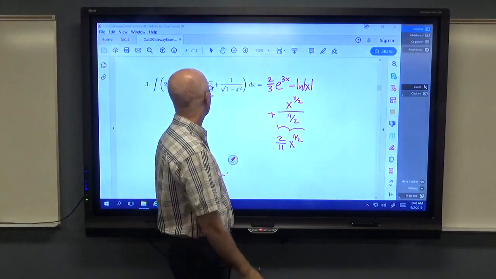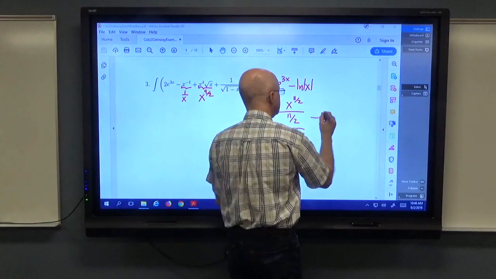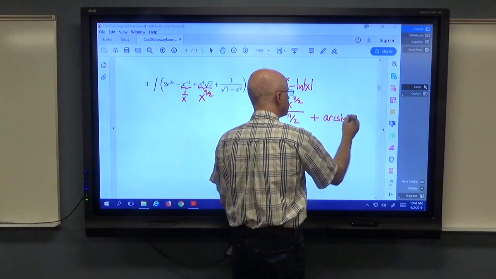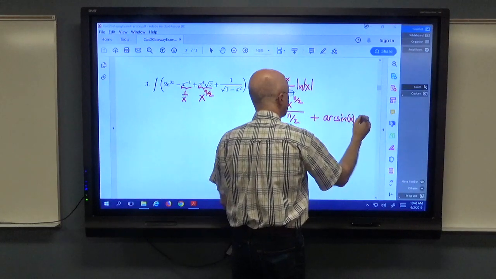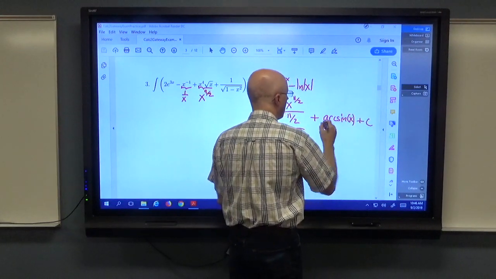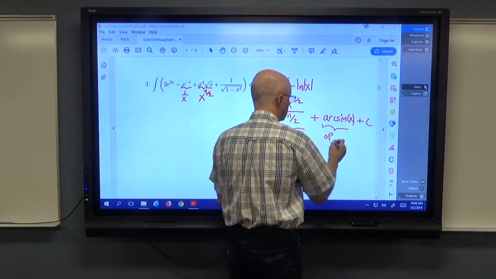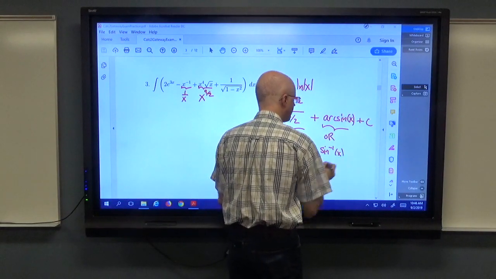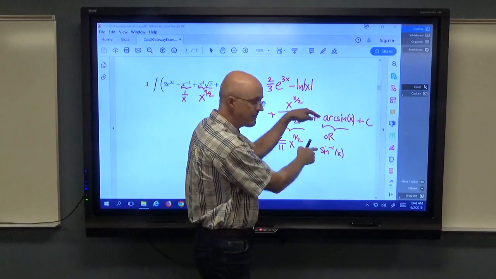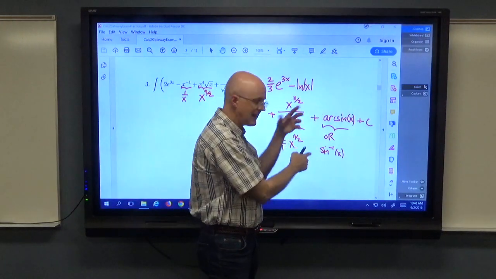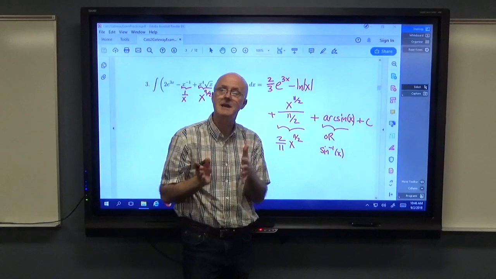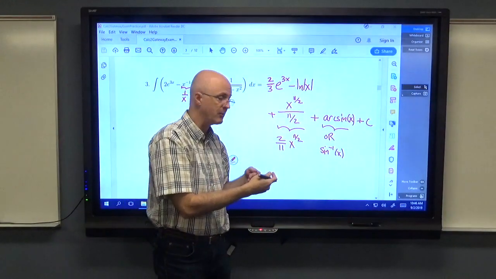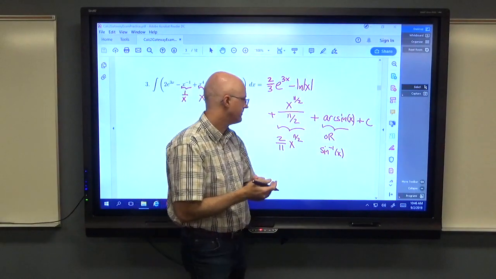Okay? And then finally, again, this one's a memorized one. You can write it as arcsine x, and then don't forget your plus c, or inverse sine of x. Okay, these symbols mean the same thing. They're the inverse of the sine function when you restrict the domain of the sine function to negative pi over 2 to positive pi over 2 in radians.